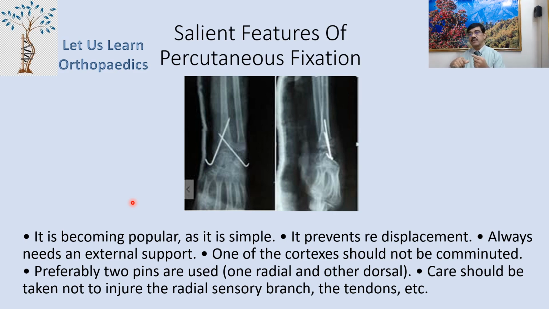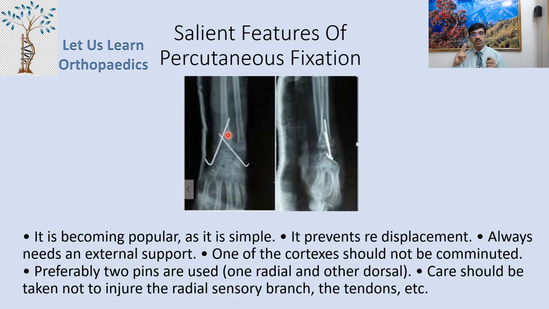Don't just think that because you have transfixed the fracture using a K-wire, you do not require plaster. It's not like that. After a regular closed reduction, we are transfixing the fracture to make it more stable, but it does require an external support. And for using the transfixion, we must remember that one of the cortices should not be comminuted.